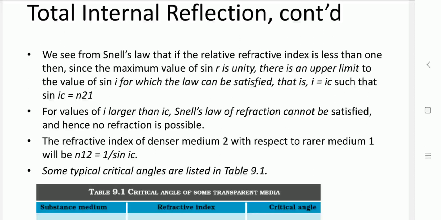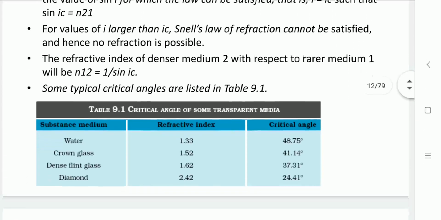Now if we increase the angle greater than IC, Snell's law cannot satisfy the condition when I is greater than IC. So again we can say Snell's law is only possible up to I equal to IC. Till that point only refraction can be possible. After I is greater than the critical angle IC, refraction is not possible and total internal reflection is available.